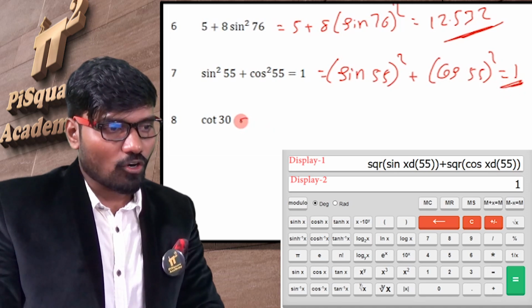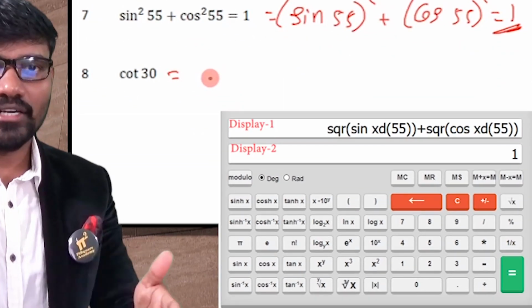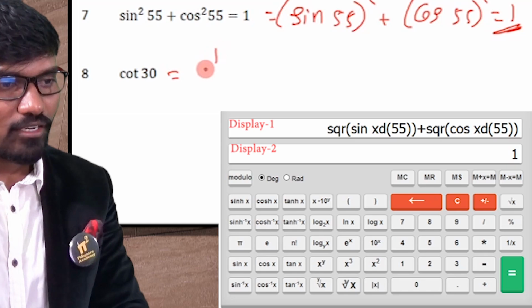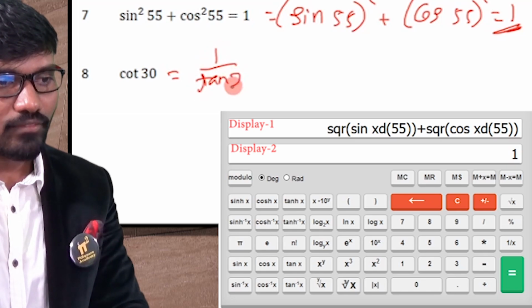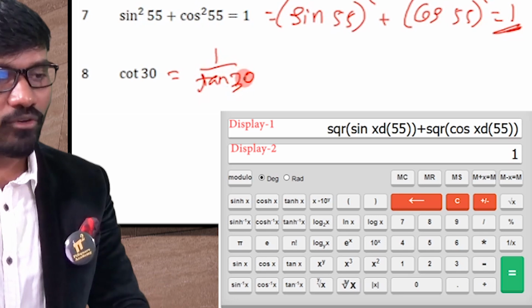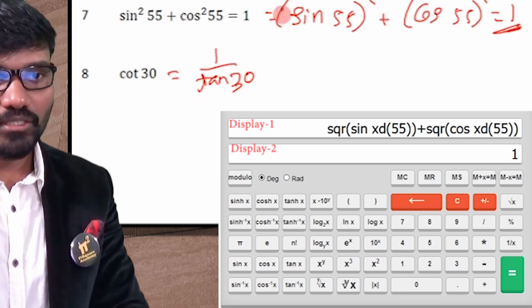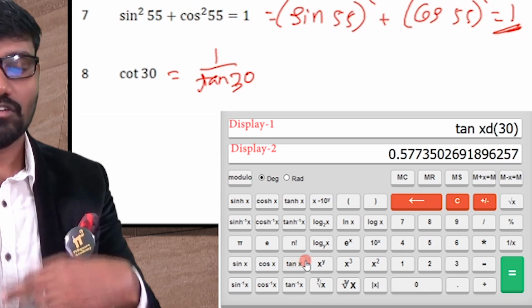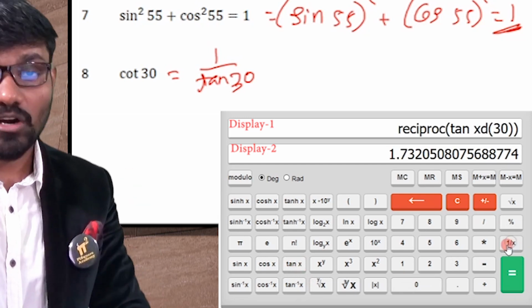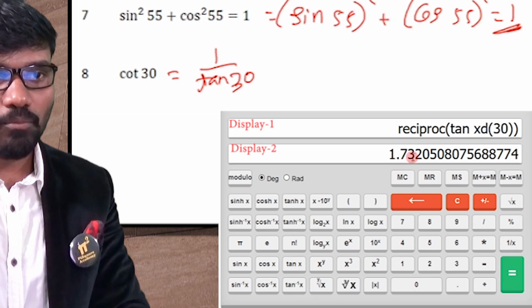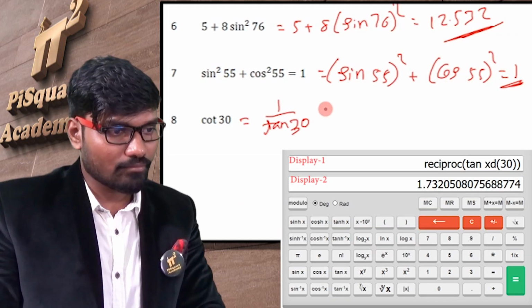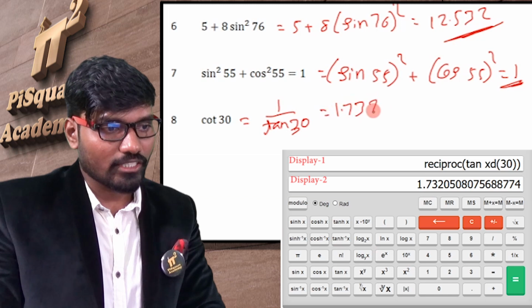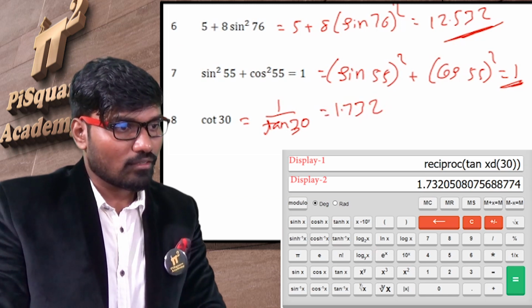Let's try this. Cot 30. In your Casio calculator, how do you do this? Simply 1 by tan 30. You have a tan function in the calculator, so simply inverse the value. Let's try that. Clear it. 30. Then tan, inverse of the answer. That is 1 by x, not tan inverse. So 1.732. Let's try a few more.